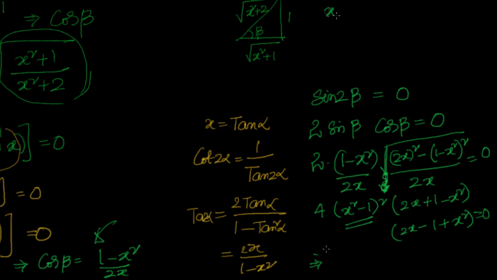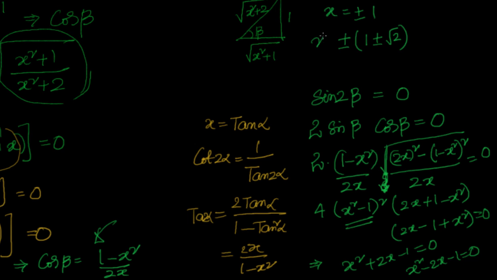If I take x square minus 1 equal to 0, x equal to plus or minus 1. What are the other equations I have? x square plus 2x minus 1 equal to 0, and another one is x square minus 2x minus 1 equal to 0. If you solve these two by the quadratic formula, substituting ax square plus bx plus c, the roots are x equal to minus b plus or minus square root of b square minus 4ac by 2a, you will get 1 plus or minus root 2. So these are nothing but the values of x, either plus or minus 1 or this one. You can cross check that.